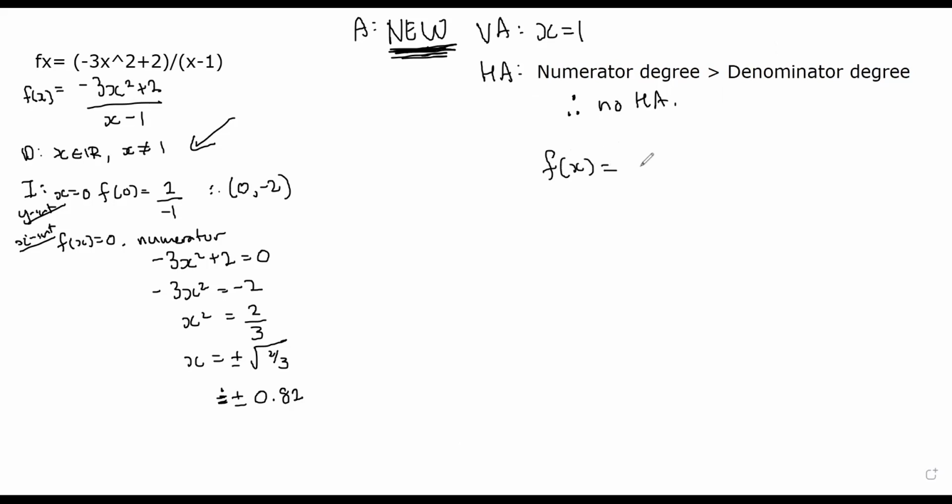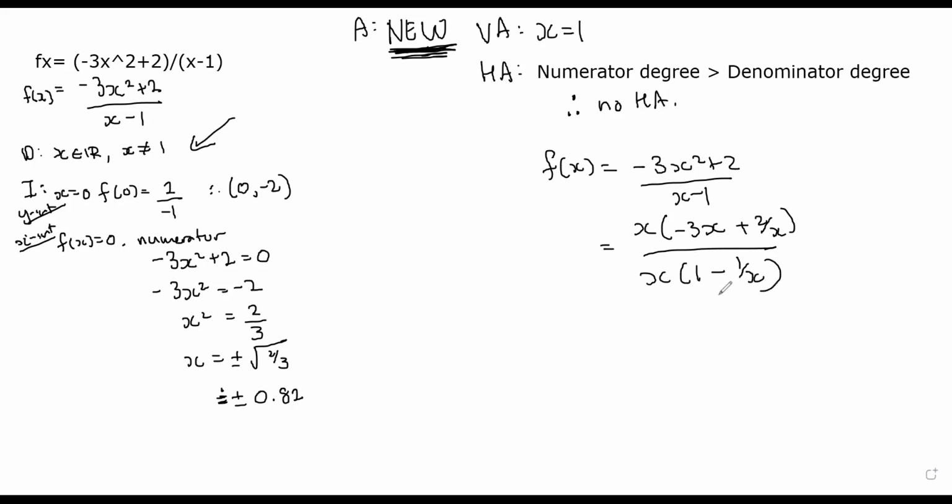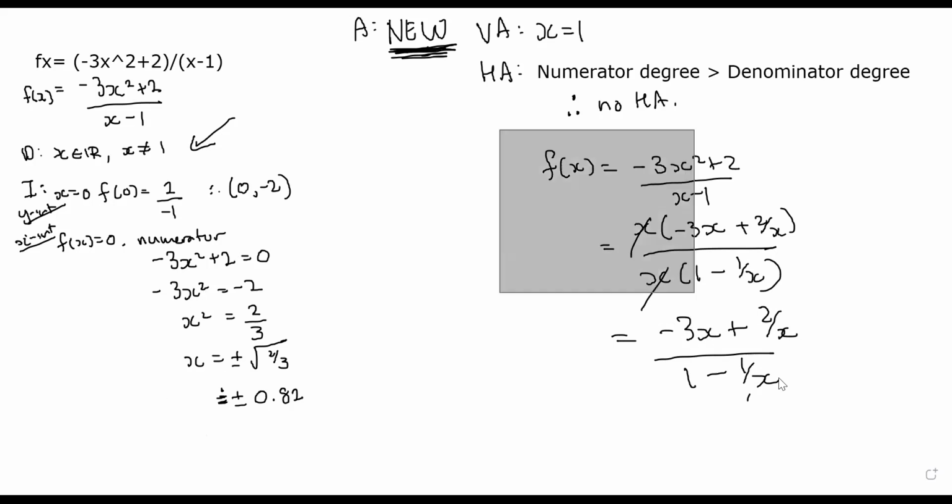If you have negative 3x squared plus 2 divided by x minus 1, and I factor out an x, what do you get? You get negative 3x plus 2 over x, over 1 minus this. The fractions essentially become irrelevant. So all you have is infinity over 1. That doesn't tell you anything. It just becomes big. That's all it says. So you can't do it in a typical way.